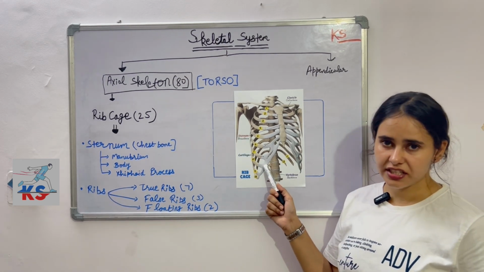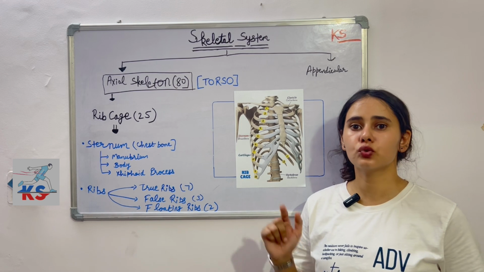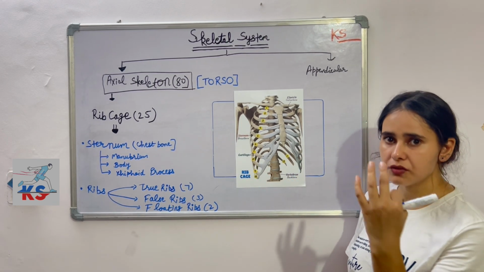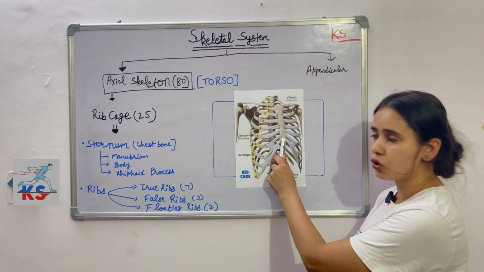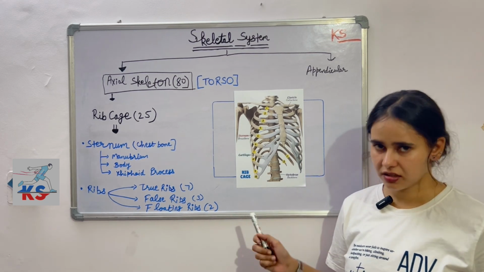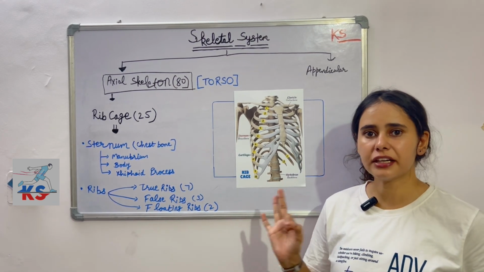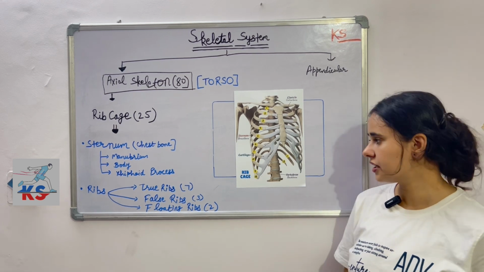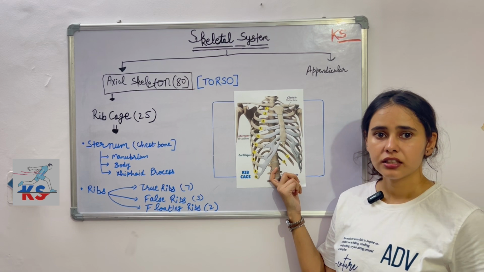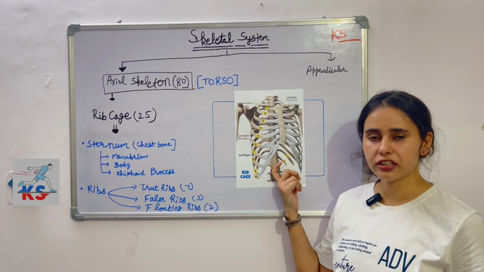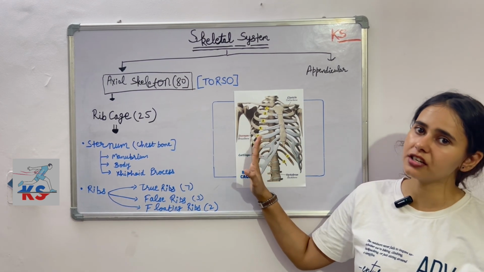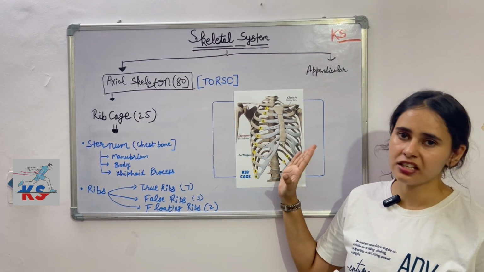Now, why are they called false ribs? Because they are not directly attached to the sternum, but they are attached to the 7th rib. So there are 3 set of ribs which are attached to the 7th rib, but not to the sternum. Okay. After that is floating ribs. Now these ribs are not attached to the sternum directly or indirectly. These 2 set of the ribs, 11th and 12th, they are attached to the vertebral column. Okay. This thoracic cavity, they are attached to the thoracic cavity. So that's why they are called floating ribs. They are not attached in any way to the chest bone or to the ribs.